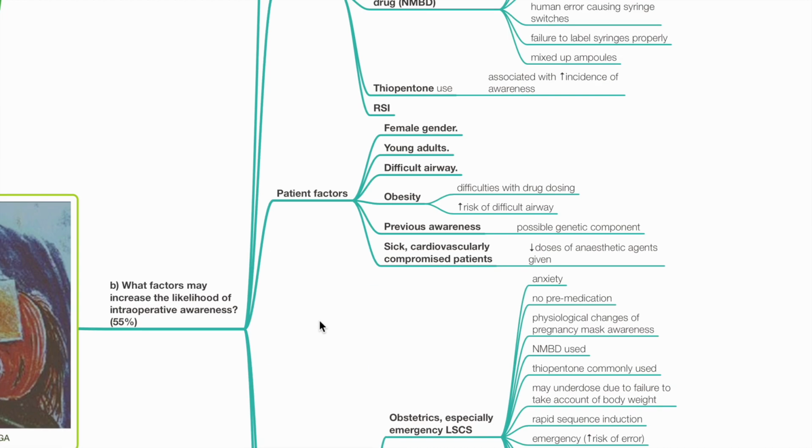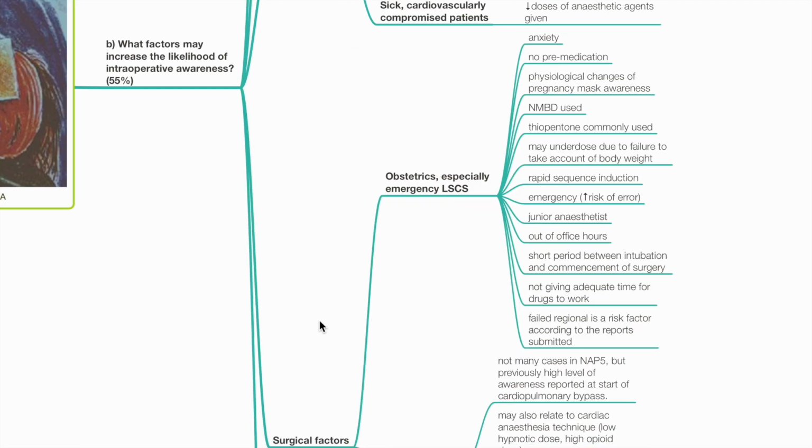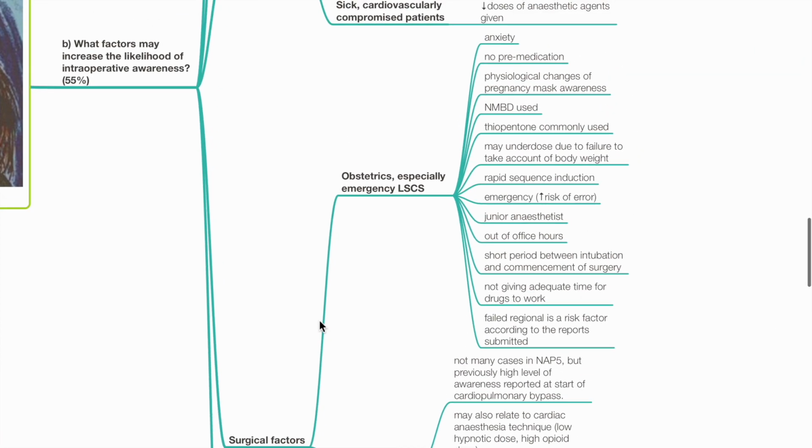Patient factors are as mentioned, which include female gender, young adults, difficult airway, obesity, leading to difficulties with drug dosing and risk of difficult airway, previous awareness, indicating possible genetic component, sick and cardiovascularly compromised patients, leads to lower doses of anesthetic agents given. Surgical factors.